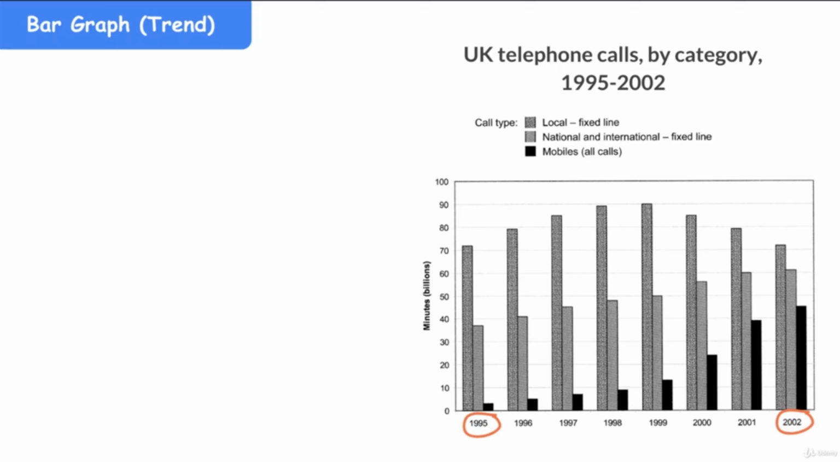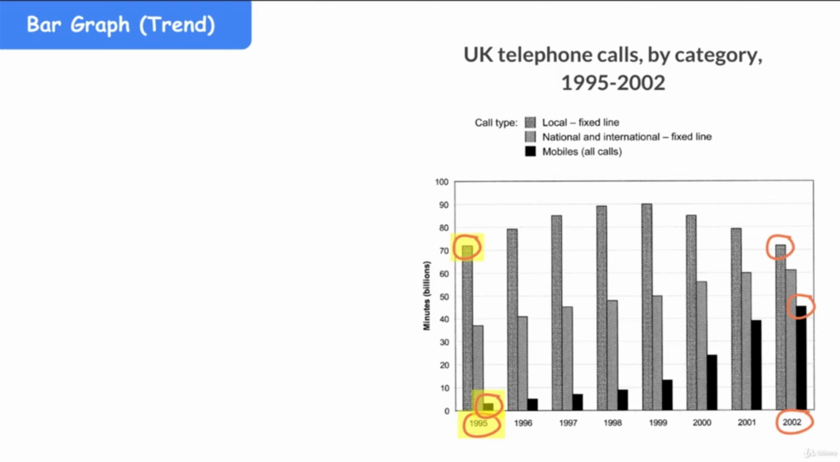Now we have to look at the highest and the lowest data points. In the year 1995, we can see that this is our highest data point and it belongs to local fixed line calls, whereas our lowest data point belongs to the mobile calls. For the year 2002, the highest data point is right here. It belongs to the local fixed line calls, and our lowest data point is here, belonging to the mobile calls. So now that we know exactly what to include in our overview, let's go ahead and write the paragraph.